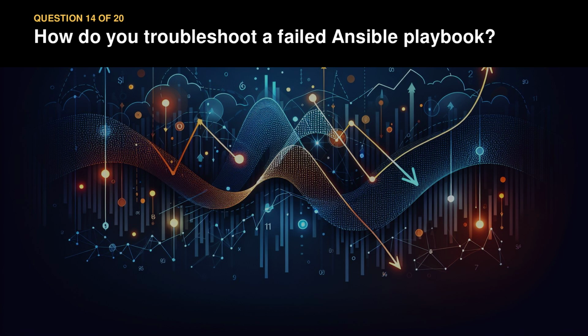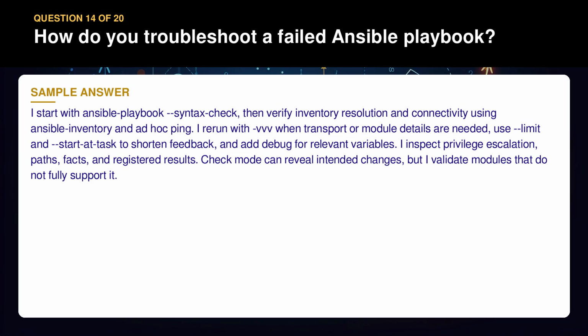Question 14. How do you troubleshoot a failed Ansible playbook? I start with ansible-playbook --syntax-check, then verify inventory resolution and connectivity using ansible-inventory and an ad hoc ping. I rerun with -vvv when transport or module details are needed, use --limit and --start-at-task to shorten feedback, and add debug for relevant variables.